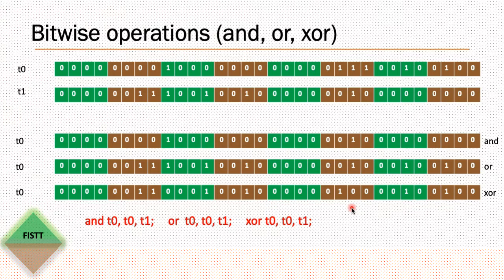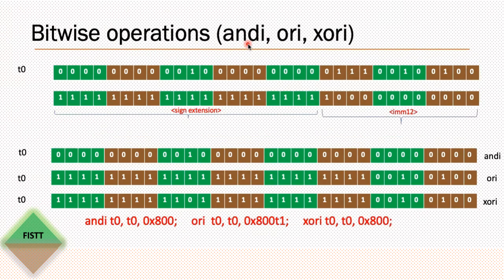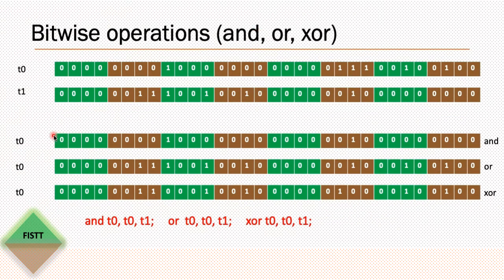So, bitwise operations. Again, there are 2 variants: a register instruction, and the next one is immediate with an immediate value. I've taken an example here. T0 has this value and T1 has this value, and this is the result of the AND bitwise operation. This is the OR bitwise operation and the XOR bitwise operation.